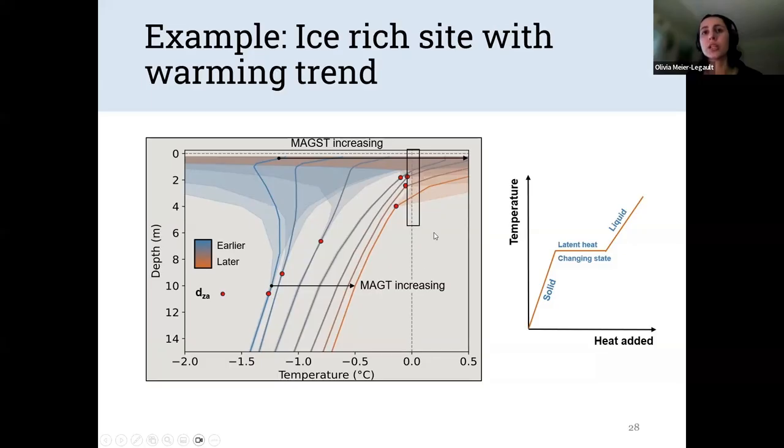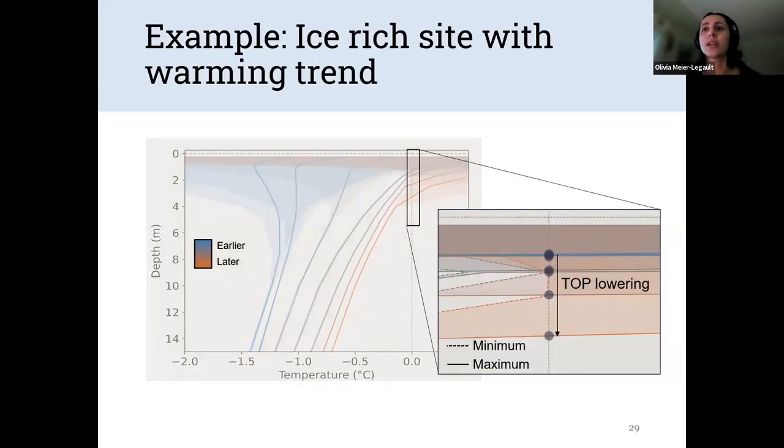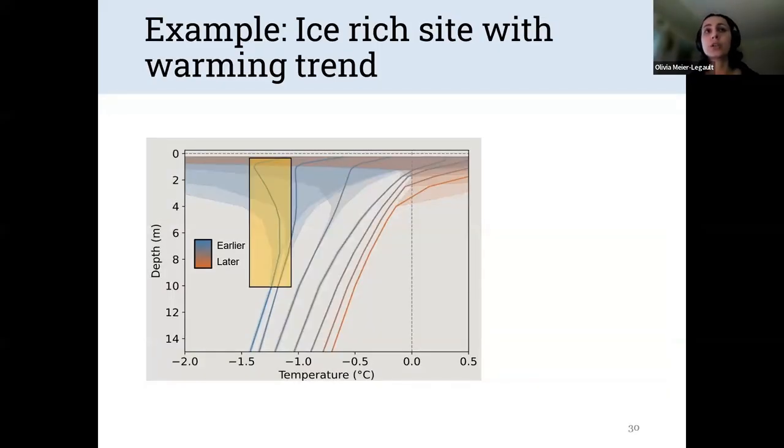If we look at the region near 0 degrees, we can learn a little bit about permafrost. Now we're looking at the solid lines, which are the net maximum temperature curve or temperature profile. You'll notice that in the early years, in blue, the top of permafrost is not changing too much. Then as time goes on and as this thaw is happening, the top of permafrost is being lowered deep into the ground.